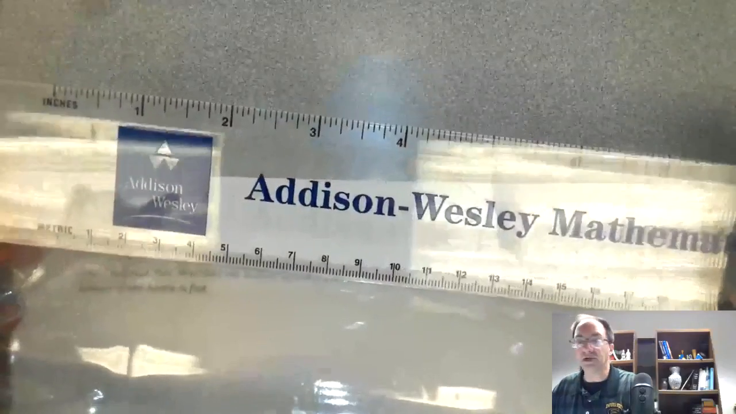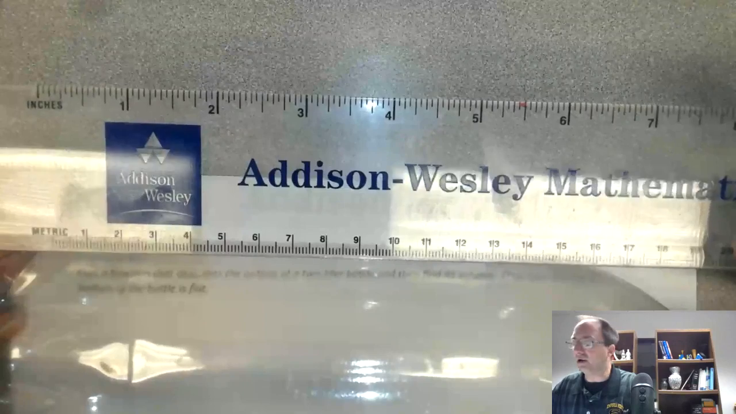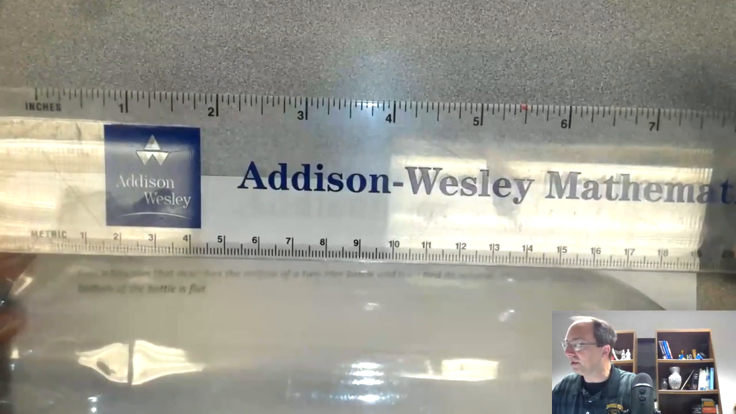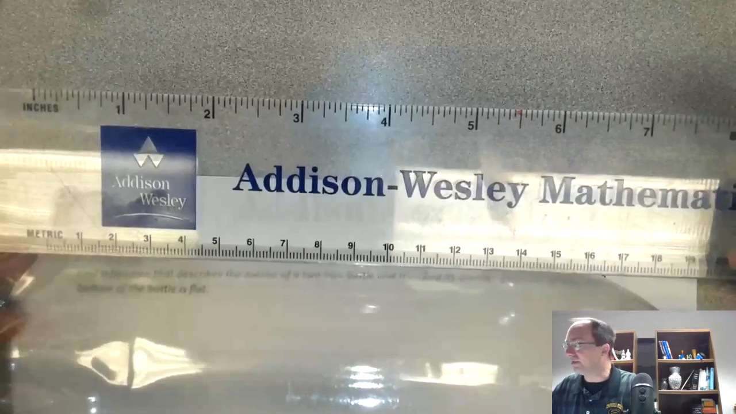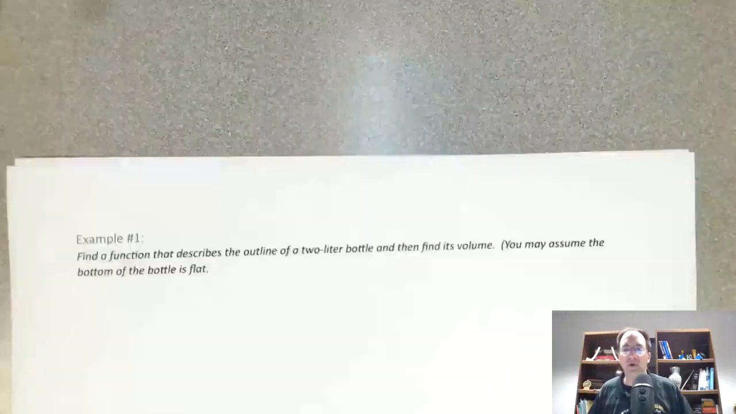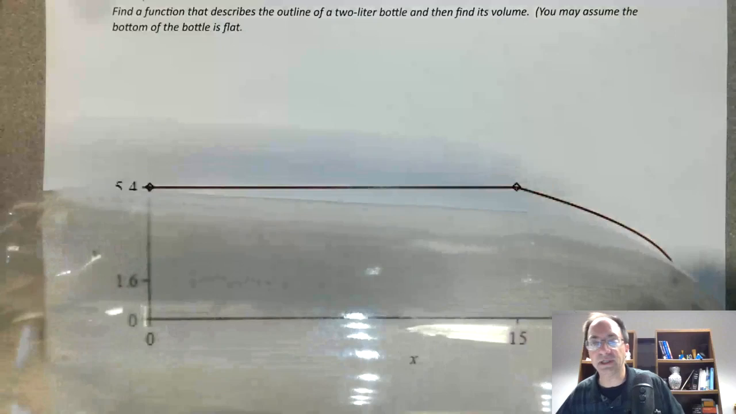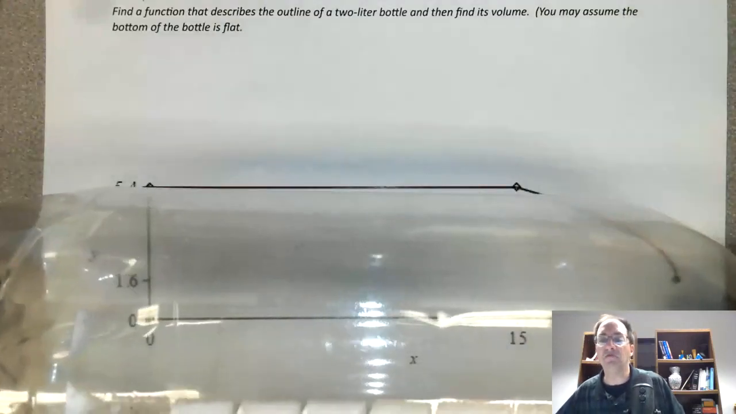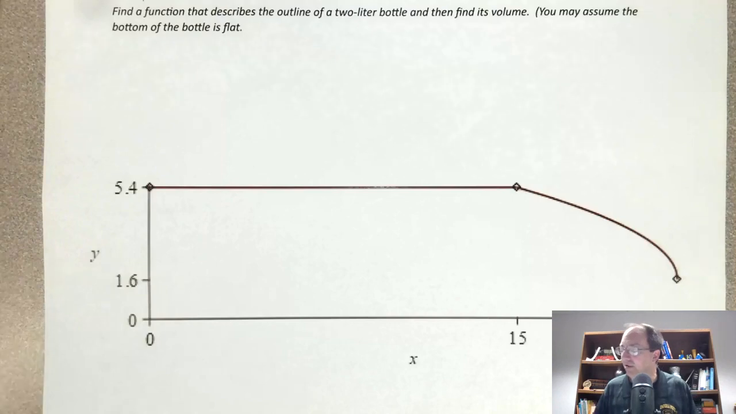So now we need to take some measurements. Notice it's about 15 centimeters before we start to get the curve of the bottle, and it looks like about 21.5 to the top of the bottle. We can also measure the diameter at various points, and from that, we should get an outline that looks something like this. As you can see, it's not a perfect fit, but it's good enough for our purposes. So the next step is to calculate this function.